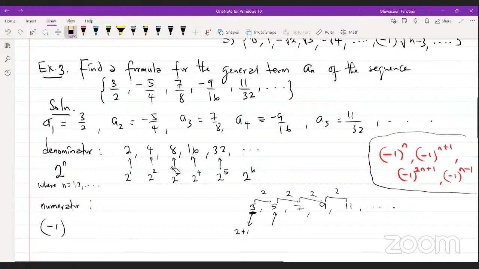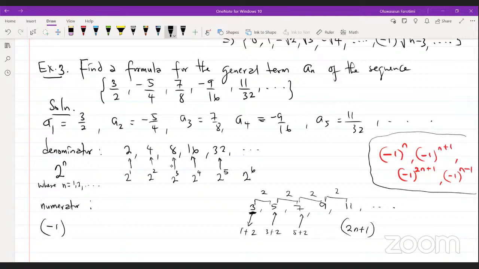Let me write it the other way around. Let me write 1 plus 2 so that you guys can see what's going on. It's like 1 plus 2. This guy, what is 5? 5 is 3 plus 2, right? What is 7? 7 is 5 plus 2. In actual fact, that means writing this in terms of n, it's going to be 2n plus 1.